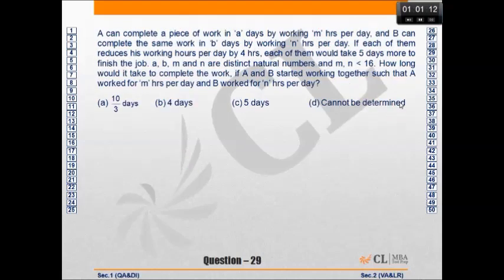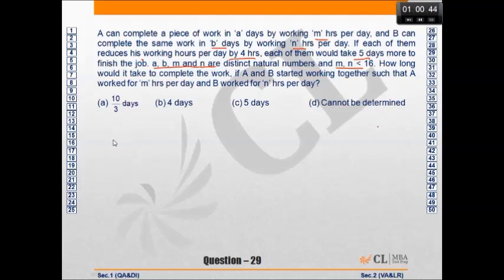Okay, A can complete a piece of work in 8 days by working m hours per day. B can complete the same work in B days by working n hours per day. Each of them reduces his working hours per day by 4 hours. Each of them would take 5 days more to finish the job. A, B, M, N such that M, N are less than 16. Looks like a round 3 question, not to be attempted, but let me just quickly have a look at my area which I am comfortable with.